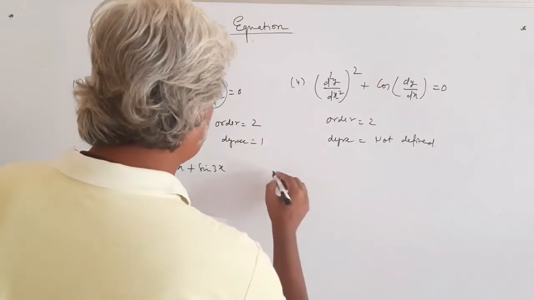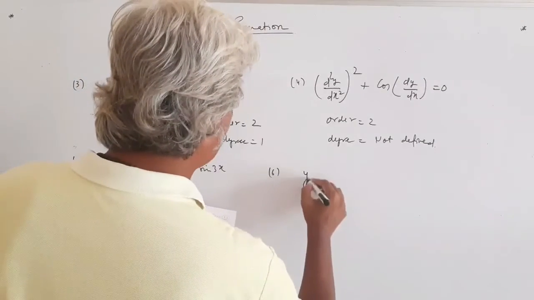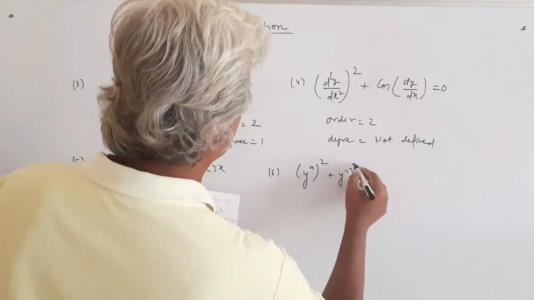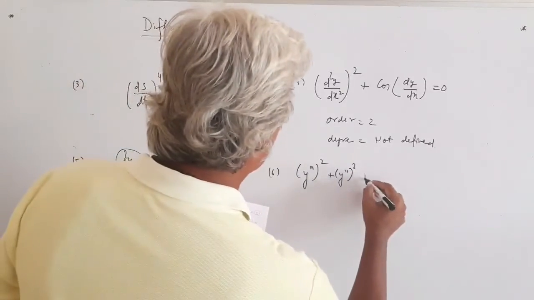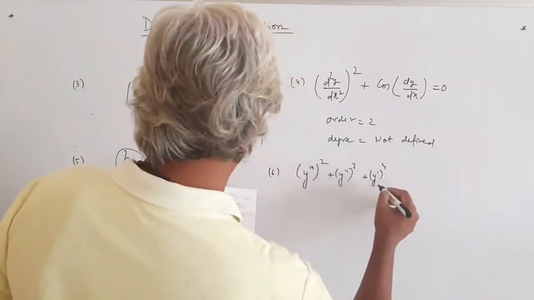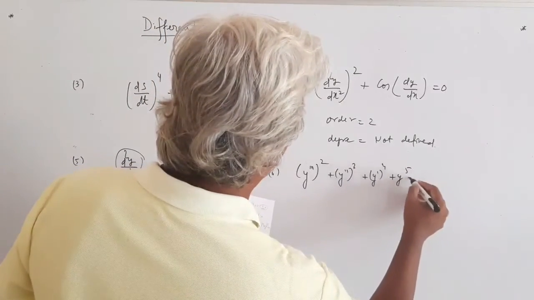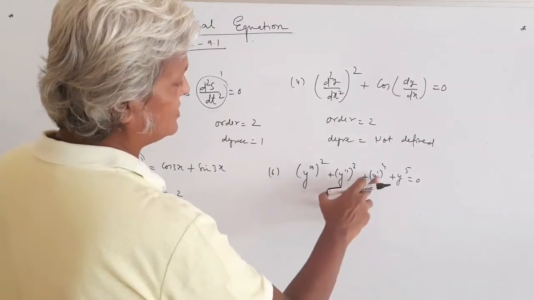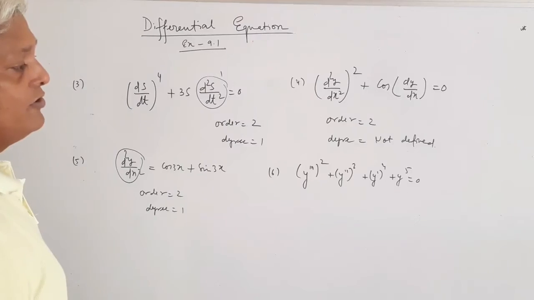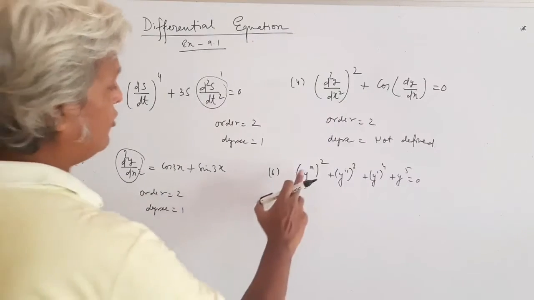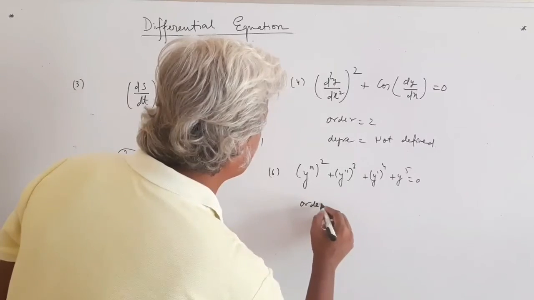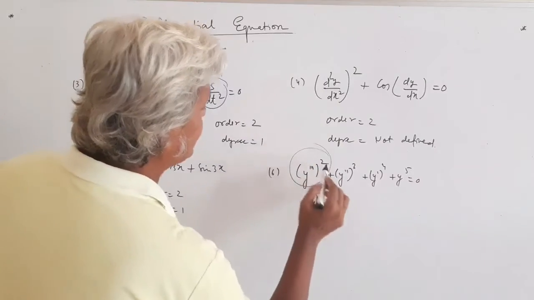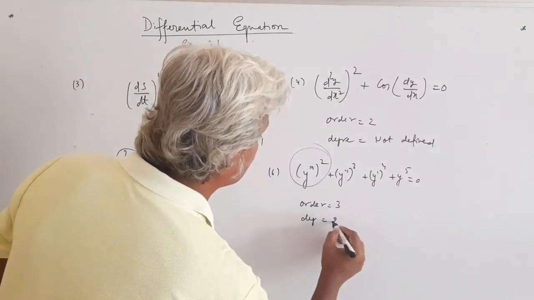Now I have another example, question number 6. That is (y triple prime) whole square plus (y double prime) whole cube plus (y dash) whole to the power 4 plus y to the power 5 is 0. This is third order differential coefficient. This is second order, first order, and this is this normal variable y, which is dependent variable. Now what is the order here? So order is 3, and what is the power on this one? That is 2, so degree is 2.